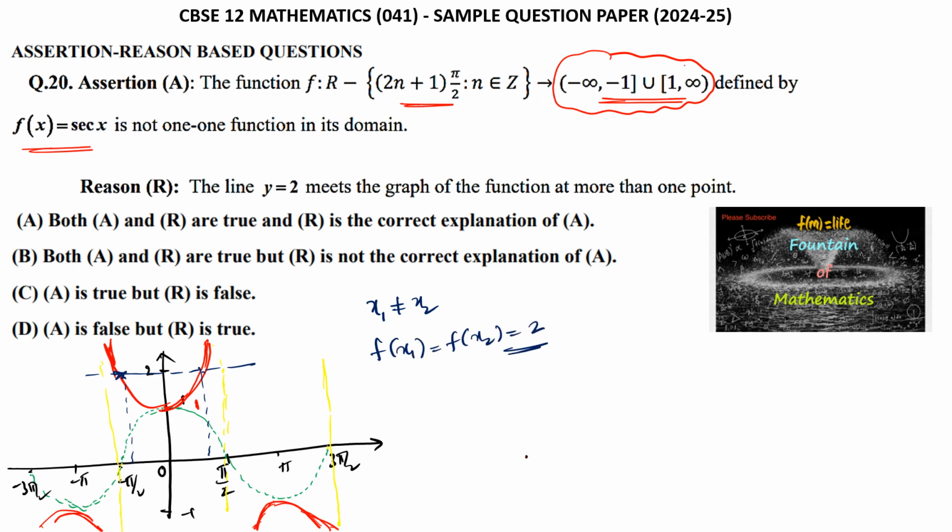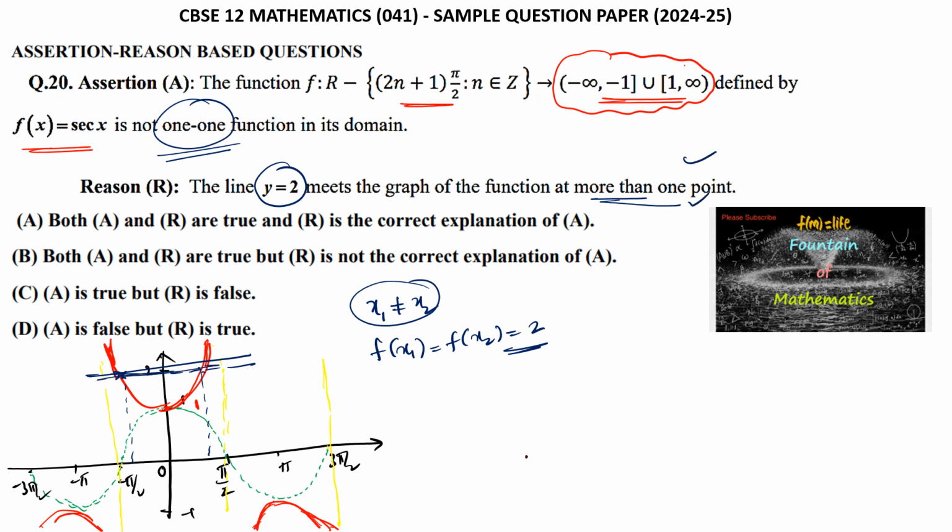This is against the definition of a one-to-one function, as one-to-one says two distinct elements have two distinct images. So for x1 not equal to x2, f of x1 should not be equal to f of x2. Here it is against that. So we can say this function is not one-to-one, because the line y is equal to 2 meets the graph of the function at more than 1 point.